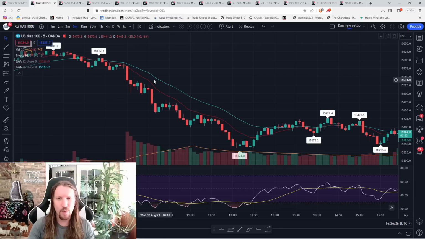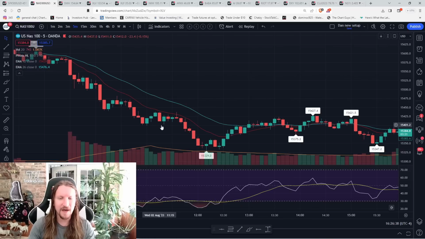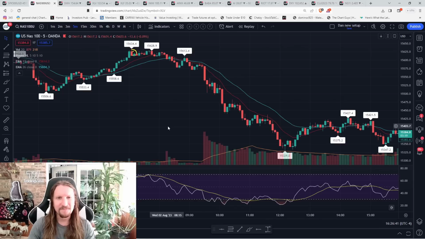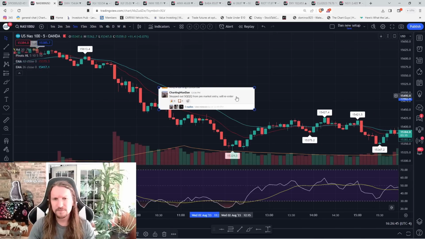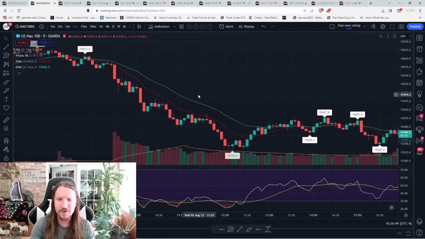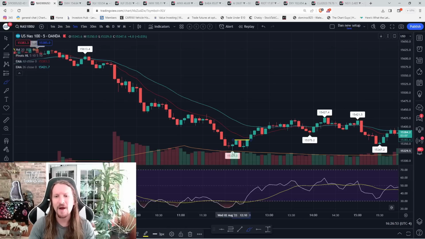And then I covered. So where did I cover? First 5-minute uptrend of the day. So stopped out of SQQQ from pre-market entry. I will re-enter 12:36. That's right down here. As soon as this resistance level breaks, I'm out. That's the first 5-minute uptrend of the entire day. And that's enough for me to say, all right, I want to lock in some profit.